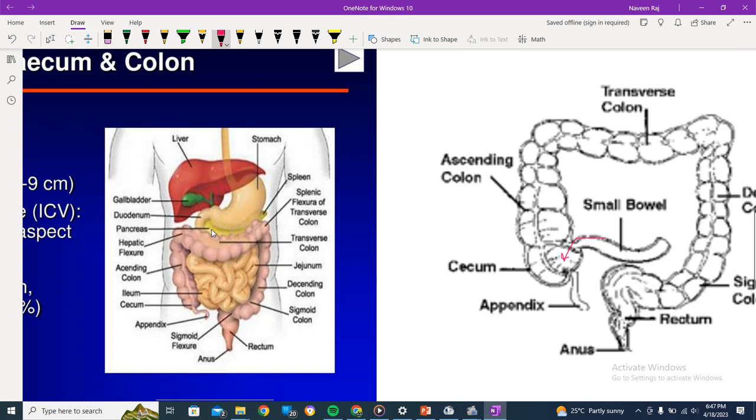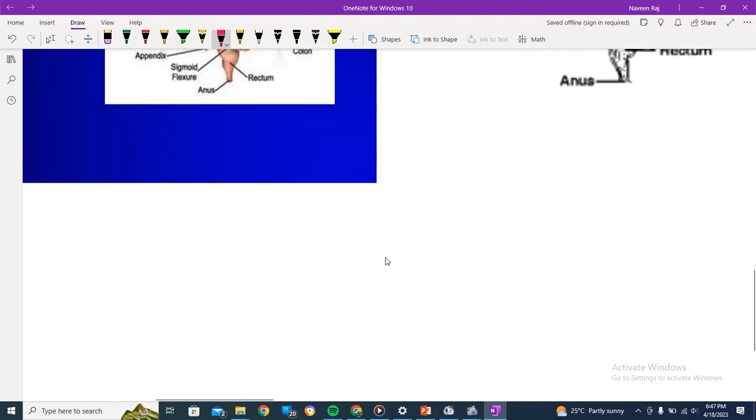In the part of the cecum, what is actually happening is that water and salt absorption is taking place. This is very important for MCQs. What things are being absorbed over here? Water and salts.